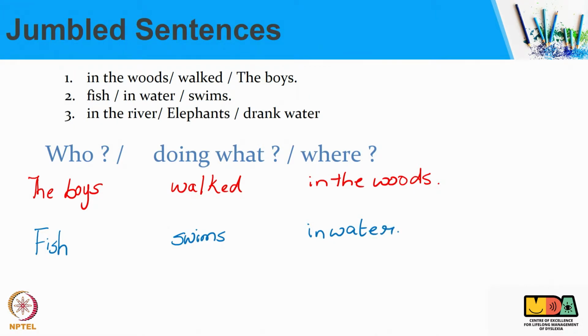Now, the third example, in the river, elephants drank water. Who drank water? Elephants. What did the elephants do? Drank water. And when? Here, children have overcome their difficulty and when the sentence is jumbled, they are able to ask questions to themselves and write the correct sentence.